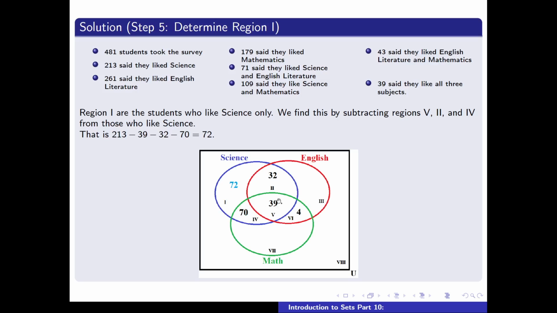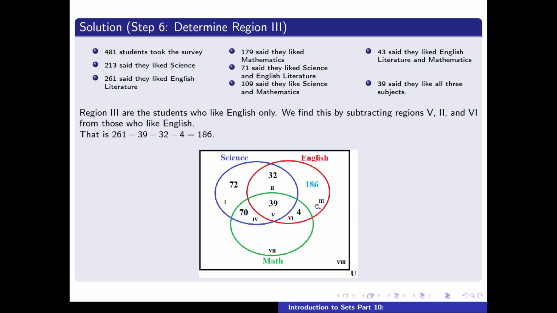So we need to subtract the known regions to get the missing region. We take our 213, subtract region 5, which is 39, subtract region 2, which is 32, and subtract region 4, which is 70. This gives us a total of 72 students who like only science. So region 1 has 72 students in it.